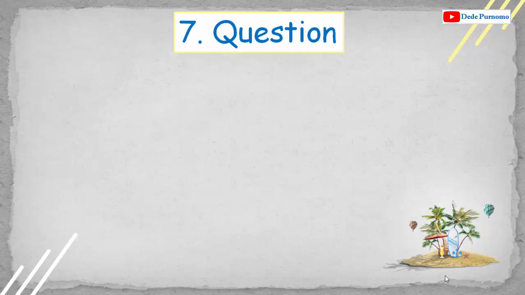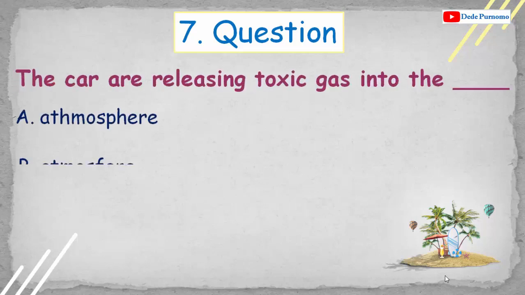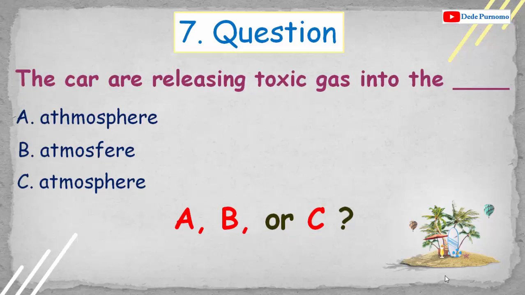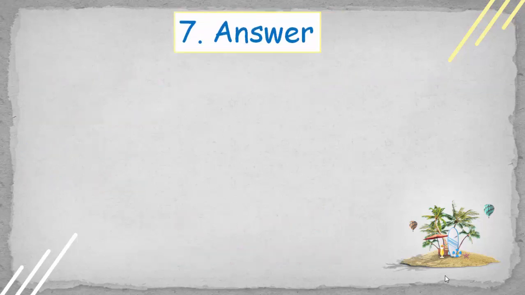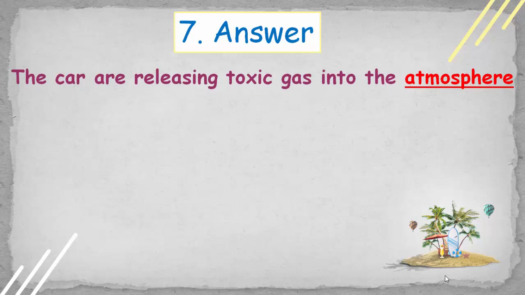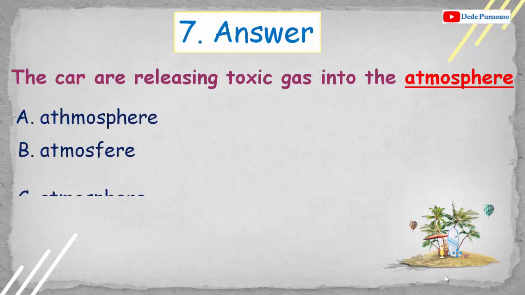Number 7. Question: A, B, or C? Answer. The car are releasing toxic gas into the atmosphere. C.